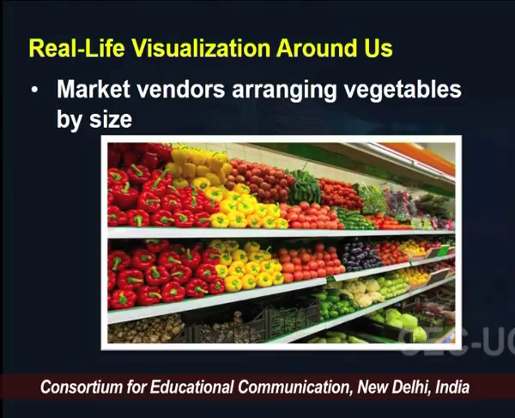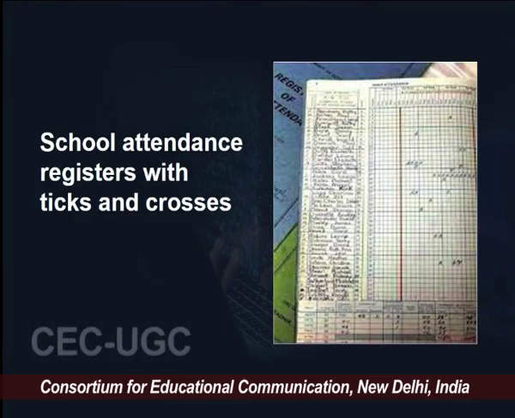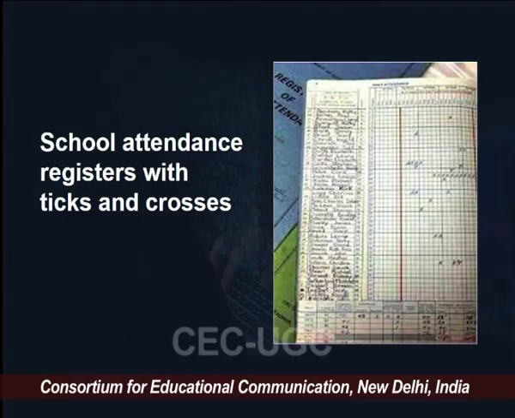And you would see real life visualization all around you. For example, you would see market vendors arranging vegetables by size. Or you would see school attendance registers with ticks and crosses. Instead of writing present and absent for each person, the teacher could just put ticks and crosses against a name, and that would help easily visualize who was present in a class.